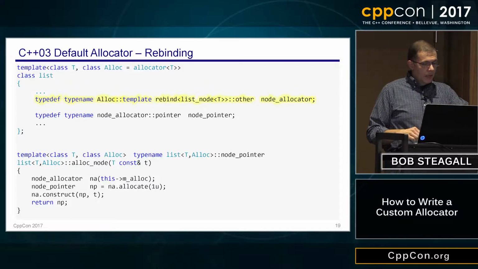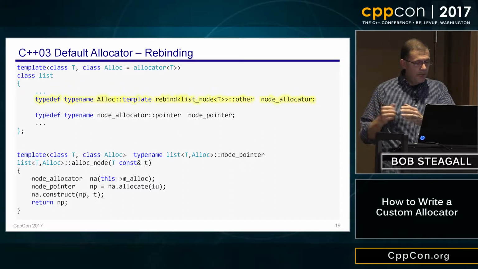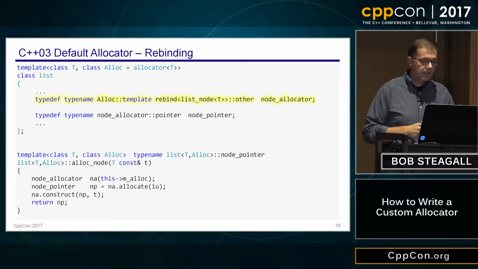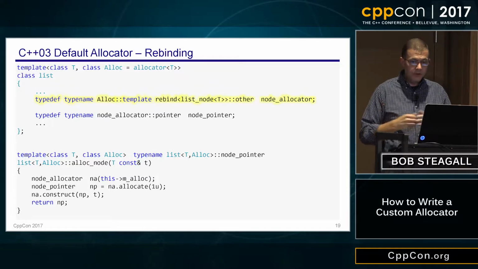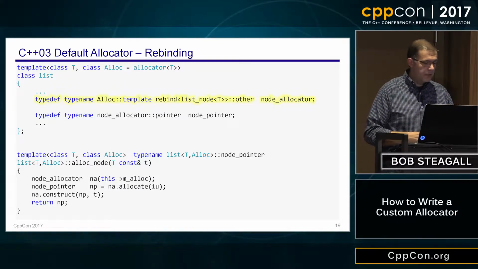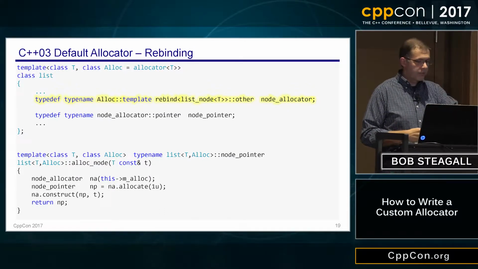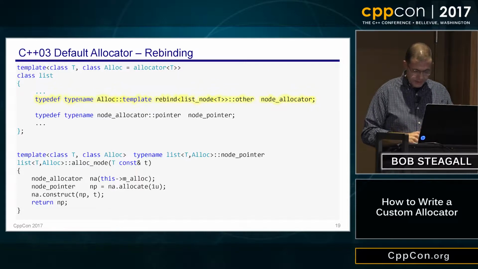And so you could then create this new allocator type. From that, extract the type of the node, the pointer to the node, which is what you wanted. And then maybe you would have some member function that allocated a node and constructed an element into that node as part of the allocation. And that's reflected by the little function that you see at the bottom.